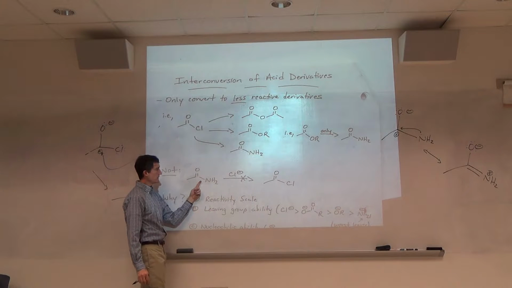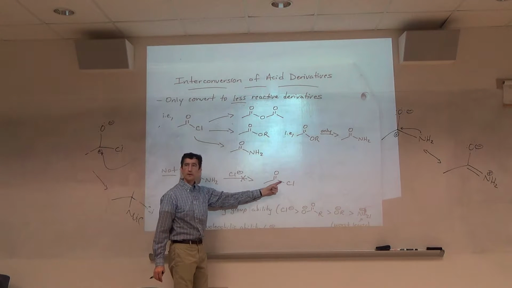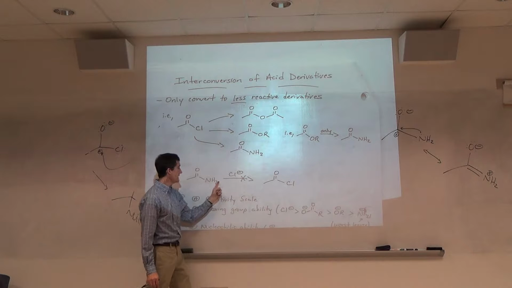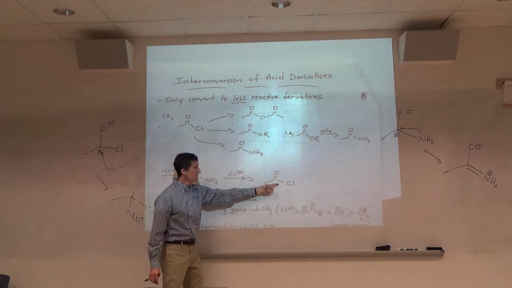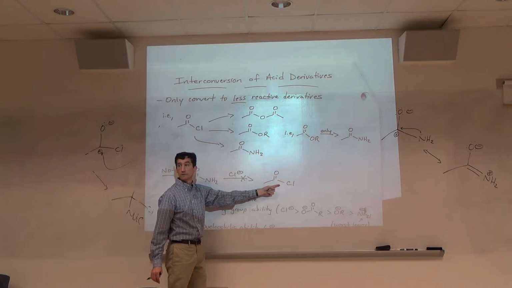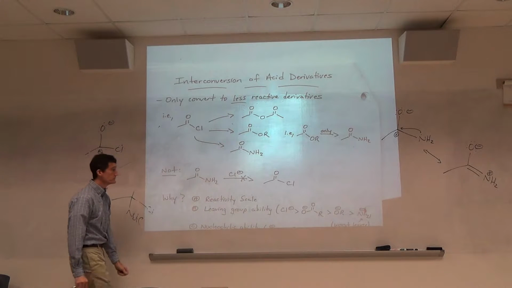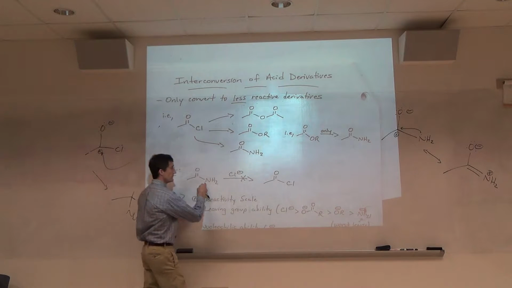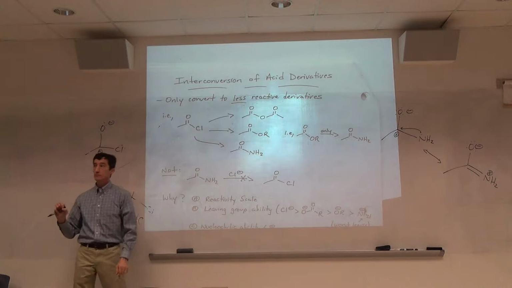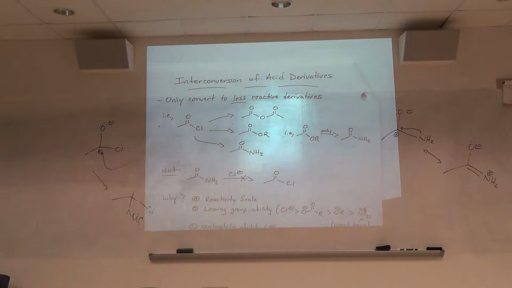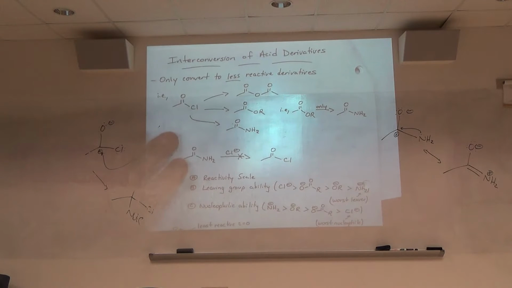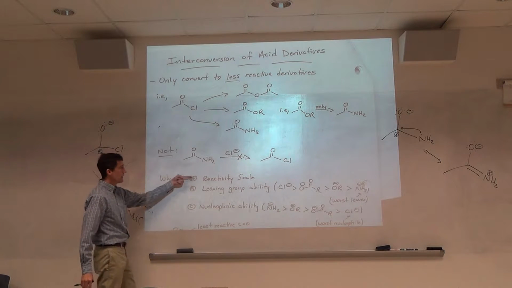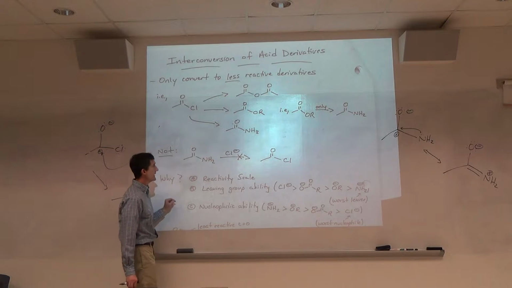For example, you cannot take an amide and convert it to an acid chloride, because that is breaking the rule. That is not a less reactive derivative. It's a more reactive derivative. Now, I'm talking about converting directly. We can convert this to this indirectly with multiple steps, of course. Talking directly, so why does this reaction not work? That's right here. First, your reactivity scale.